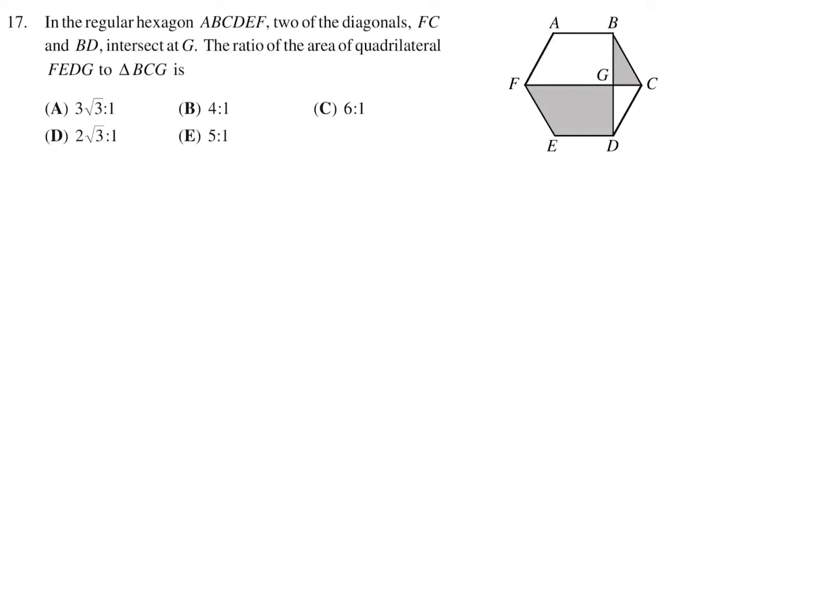In the regular hexagon ABCDEF, 2 of the diagonals FC and BD intersect at G. The ratio of the area of the quadrilateral FEDG to triangle BCG is. So they want you to find the ratio of this quadrilateral to this triangle. So I'll write it over here. Find FEDG over BCG, like that.